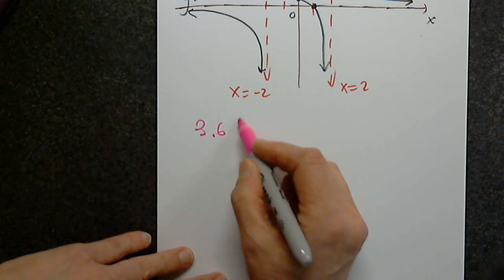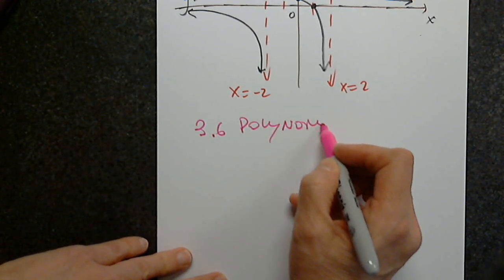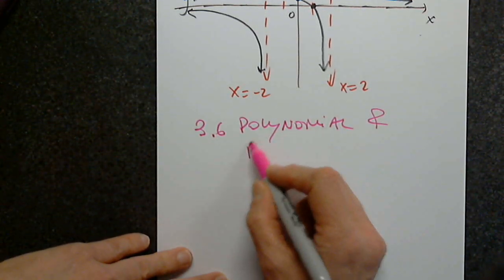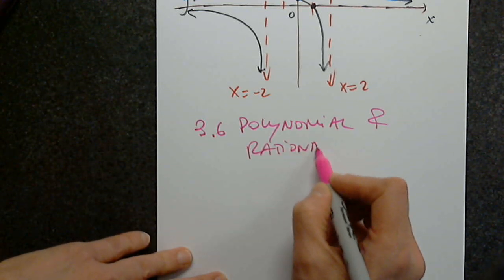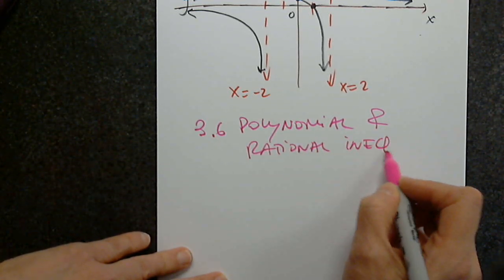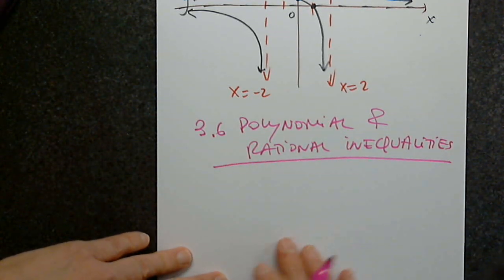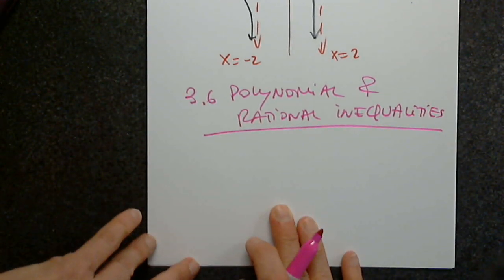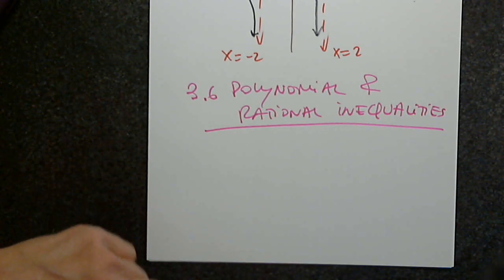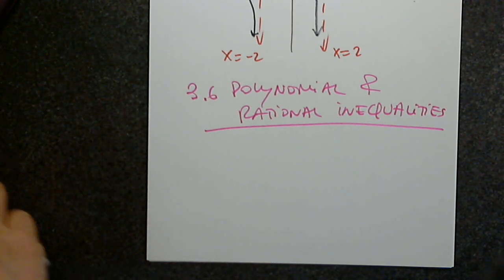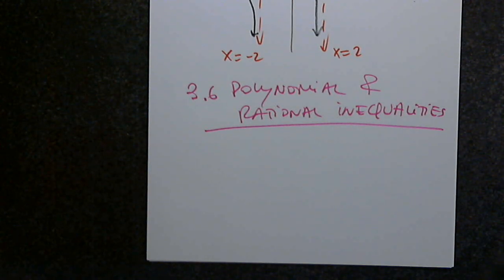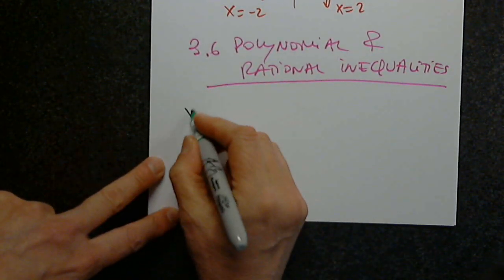3.6, polynomial and rational inequalities. So polynomial and rational, this is the entire chapter. We've been talking about polynomial functions and rational functions the entire chapter. But this time we are interested in inequalities. Okay, so here's an example.